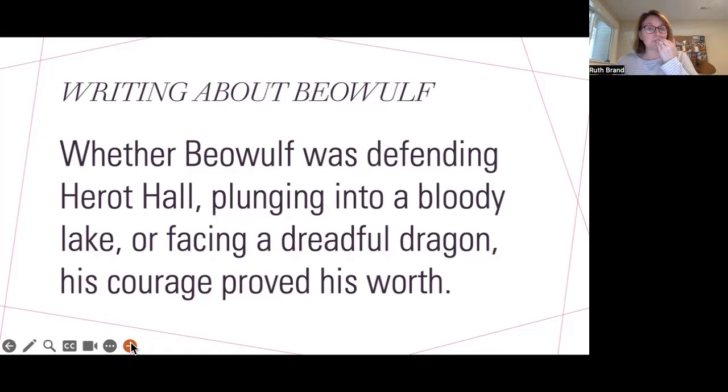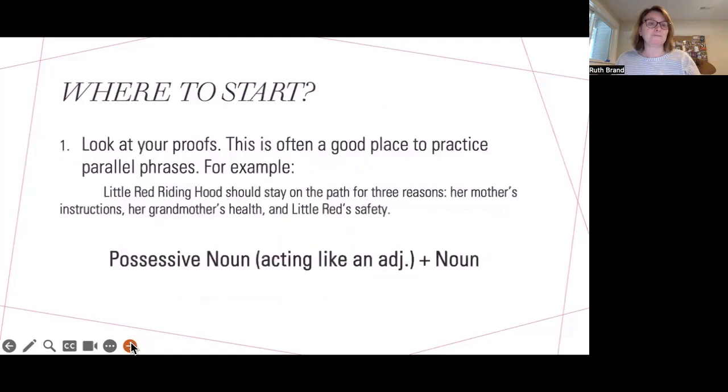It's a fine sentence. But if I want to try to build parallelism, some kind of balance or harmony in my writing, I could consider verb phrases. And I've got three here. Defending Heorot Hall, plunging into a bloody lake, facing a dreadful dragon. Now, it's the verbs that are harmonic right here, right? Defending, plunging, facing. It doesn't have to be a one-to-one matchup for every single word. Sometimes parallel structure does that. It matches just perfectly. But there's still harmony here.